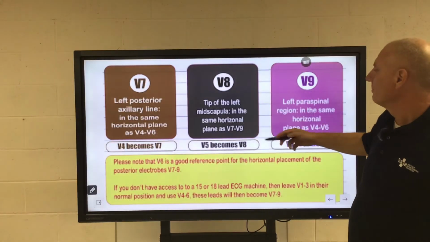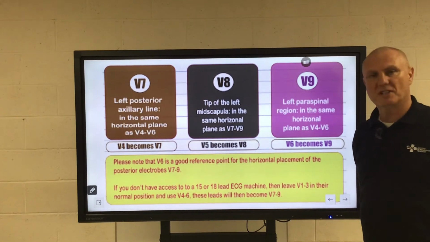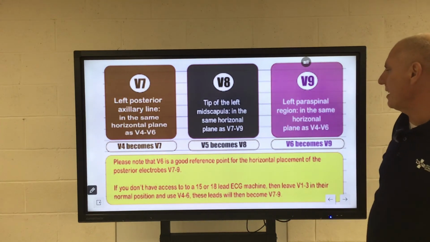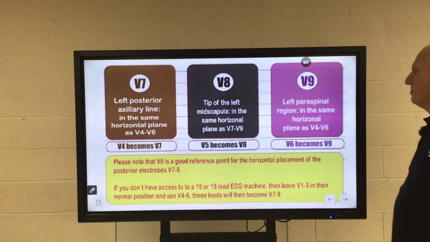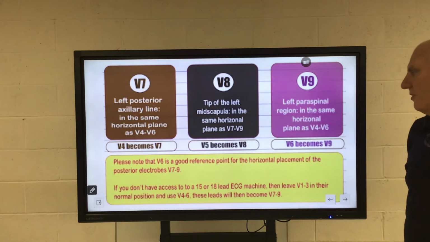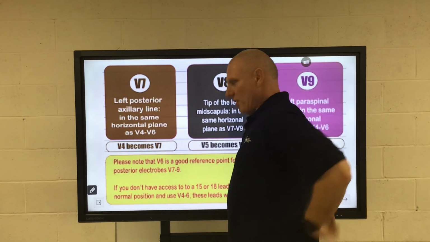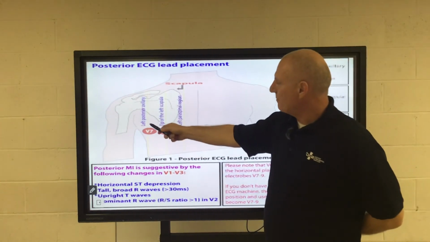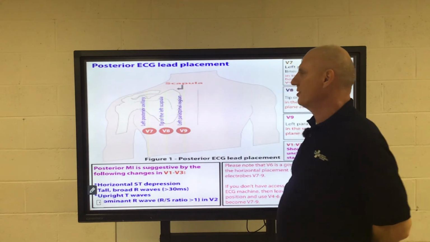Let's have a look. V7, left posterior axillary line in the same horizontal plane as V4 to 6, which is the fifth intercostal space. V8, tip of the left scapula in the same horizontal plane again, the fifth intercostal space, and V9 is paraspinal just to the left of the spine, again fifth intercostal space. V6 is a good reference point for the horizontal placement of V7 to 9. So we have V6 here, that particular line is going to continue around the back, like so. So V7 is the left posterior axillary, V8 tip of the left scapula, and V9 is the left paraspinal region.